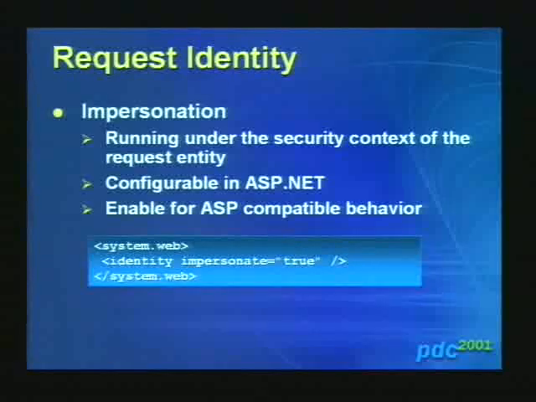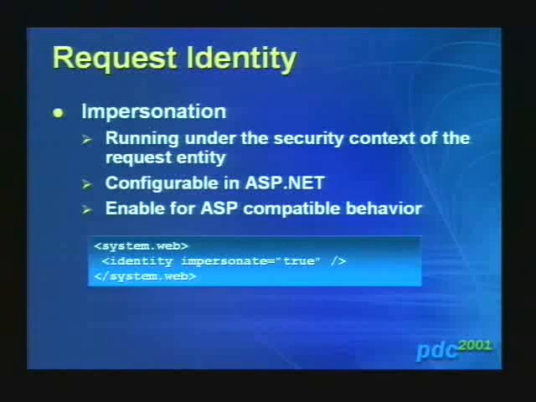If you want basically ASP-compatible behavior, you can go ahead and enable impersonation. This can be done for an entire machine. It can be done for just one application, or even for just pages or directories. Using this identity directive, you just say identity impersonate equal true. This means that whoever is the request entity, whether it's an authenticated user or an anonymous user, in which case it's usually the IUSR account, you'll be executing code as that account on that thread.